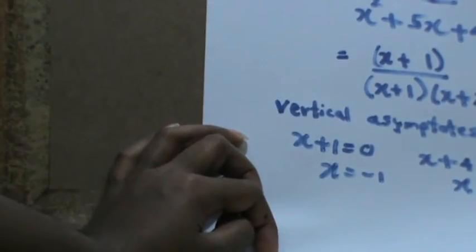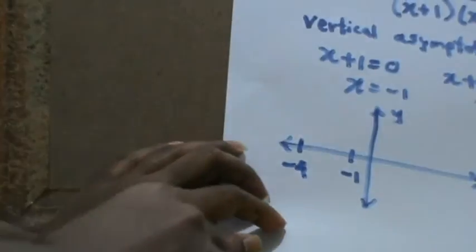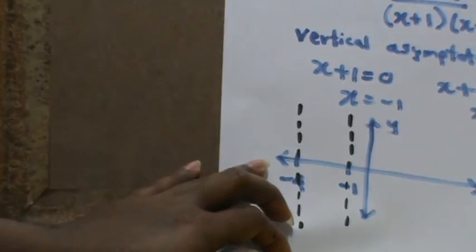So let's draw it on the Cartesian axes and see what happens. This is my x-axis, this is my y-axis, like this. Here I'll take this to be minus 1, and here to be minus 4. So the vertical asymptotes will be like this: one here and another one here.